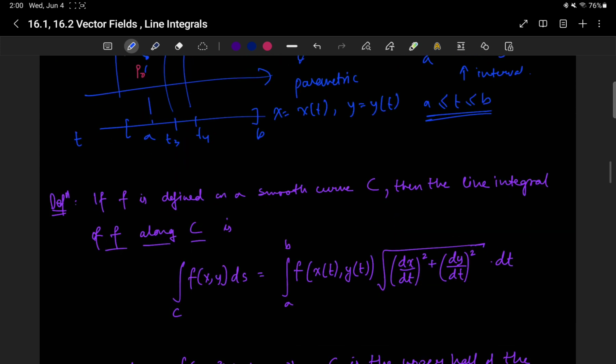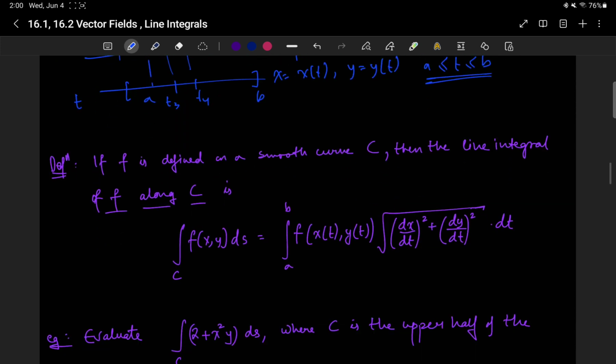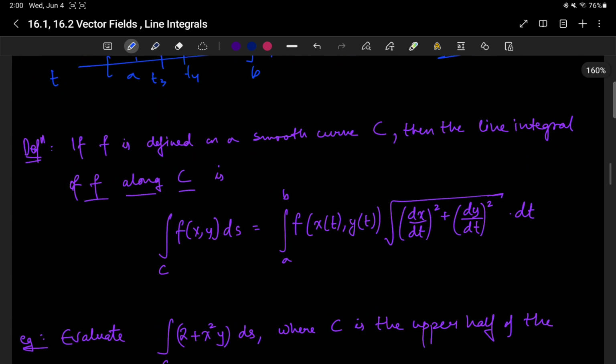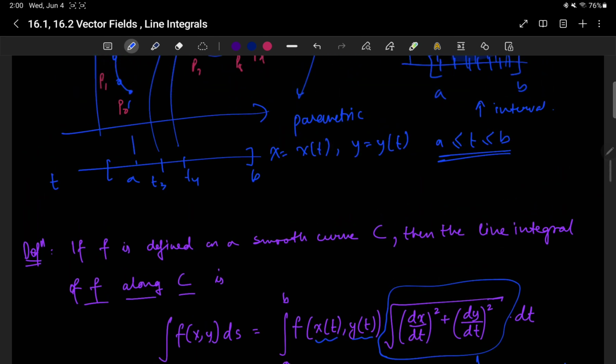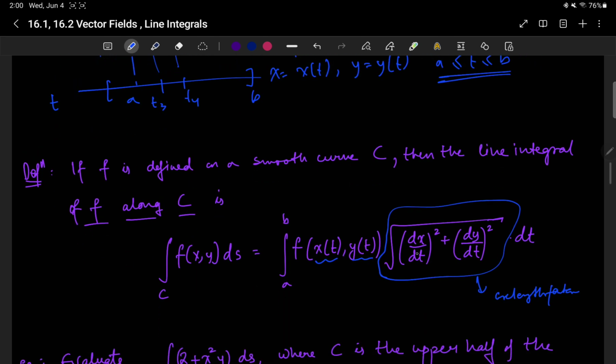So the definition is the following. If f is defined on a smooth curve C, then the line integral of f along C is given by this integral, parametrized, and we have this additional factor, which is your arc length factor. So this you will recognize is actually the arc length.